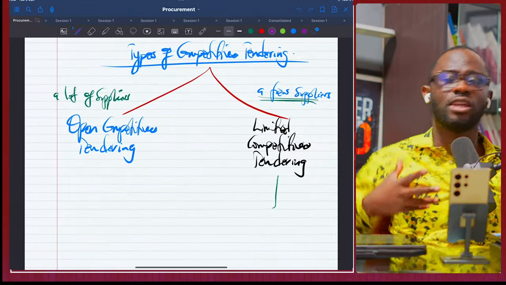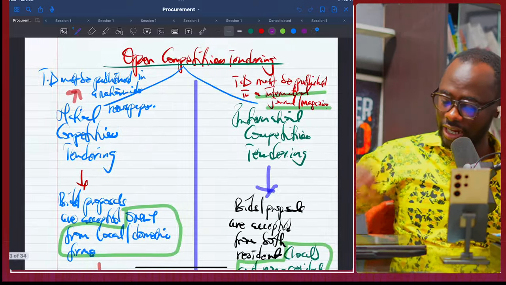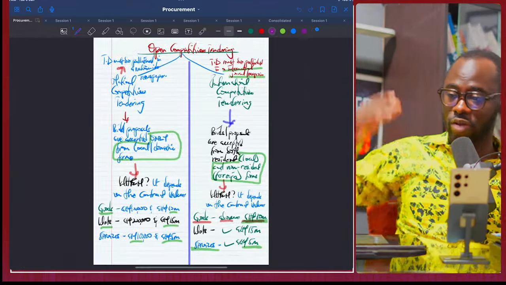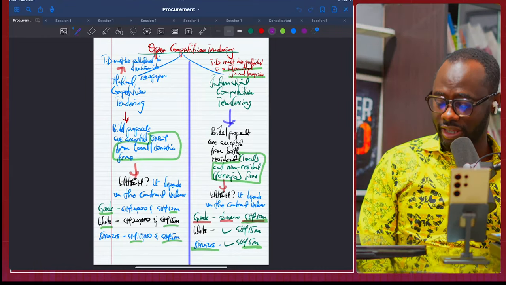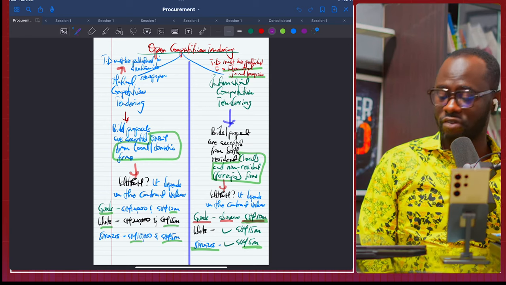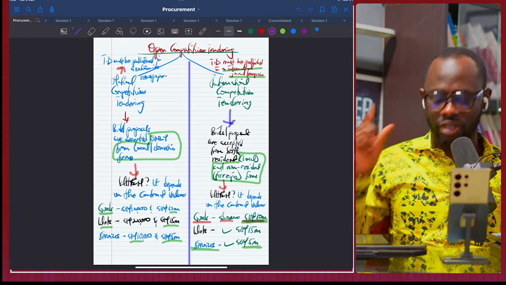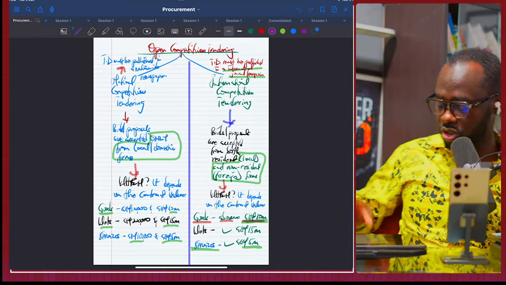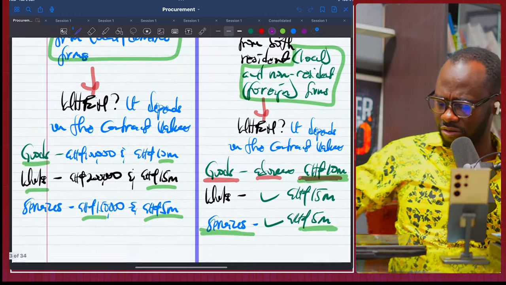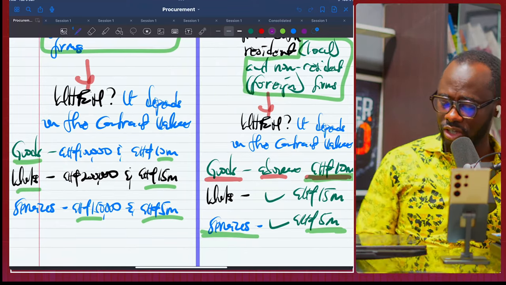Then we said the competitive tendering can be divided into two: open and limited. Under the open, this is where we have that information that I think Felix asked about earlier: national competitive tendering, international competitive tendering. Now, the method to be used depends on the threshold. So, I don't remember if it was Felix or so, the threshold issue that you were asking about, this is it.